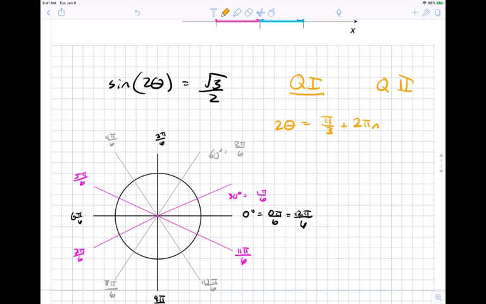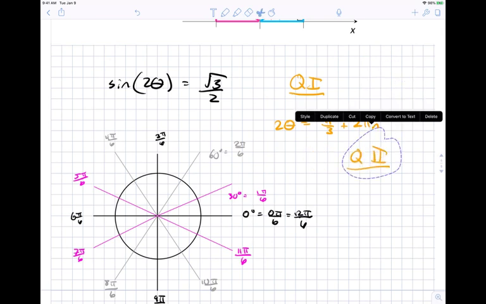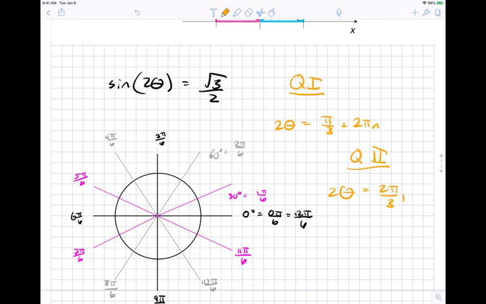Let's talk about the quadrant 2 solution. So what's 60 degrees in quadrant 2? 4 pi over 6, which becomes 2 pi over 3, right? So the quadrant 2 solution is going to be, this angle needs to be equal to 2 pi over 3 plus 2 pi n. So this captures all the solutions.